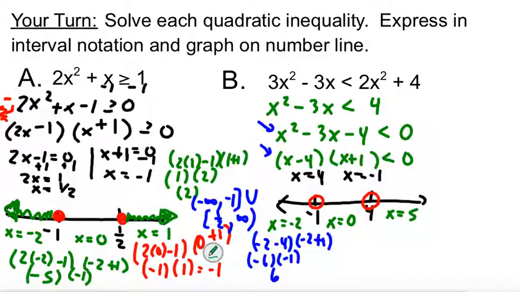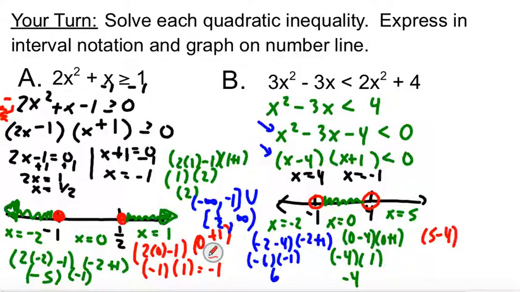What about putting 0 in there? So let's test 0 into our factored ones there, or into the one above it. 0 minus 4 and 0 plus 1. 0 minus 4, there's a negative 4. 0 plus 1 is 1. Multiply, we get a negative 4. Is negative 4 less than 0? Yes, it sure is.